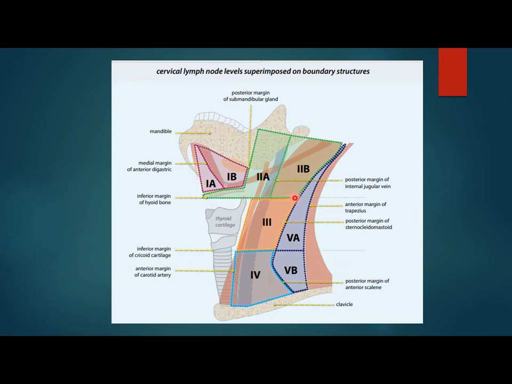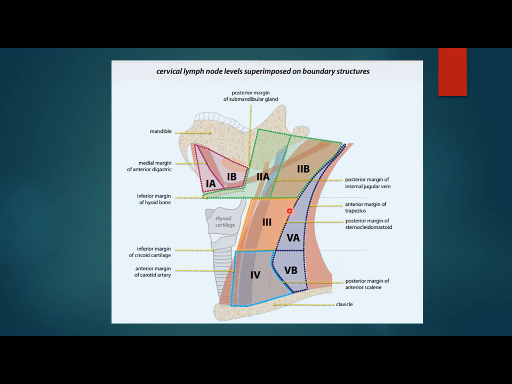Level 2 is called the superior jugular. It extends from the base of the skull to the inferior margin of the hyoid bone, and it's divided into 2A, which is located anterior to the posterior margin of the internal jugular vein, and 2B, which is posterior to it and bounded posteriorly by the posterior aspect of the sternocleidomastoid.